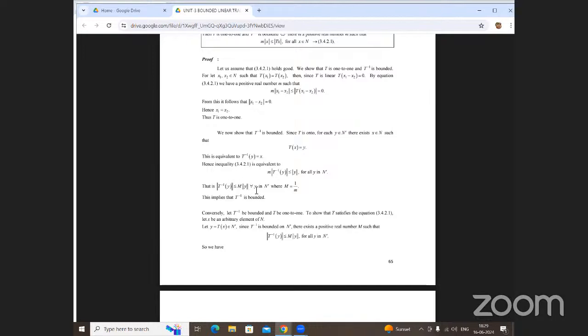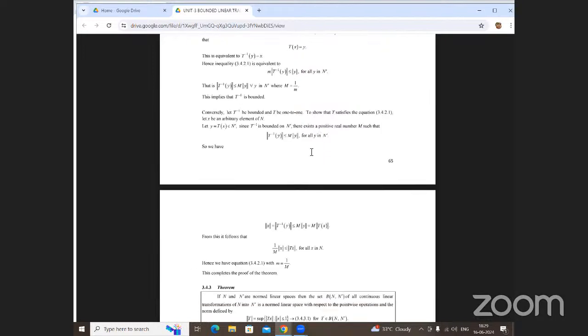Here y also belongs to N dash. So what is the capital M? That is the inverse of small m, that is 1 by m. Converting to this side, 1 by m into norm y, where 1 by m equals capital M. So that is why T inverse is bounded.